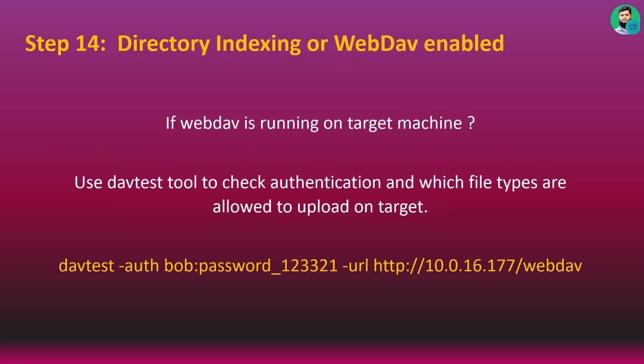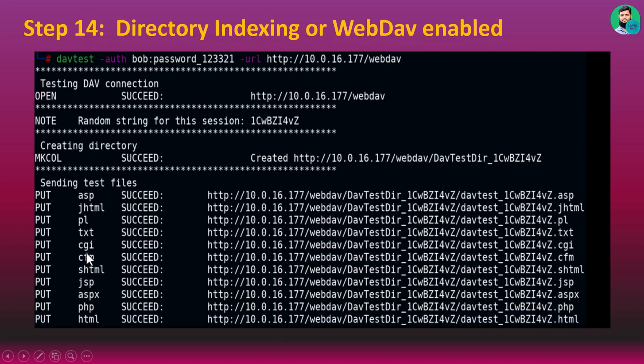Directory indexing or WebDAV enabled. The WebDAV protocol provides a framework for users to create, change, and move documents on a server. If WebDAV is running on the target machine, first check if it is secured by some authentication mechanism or not. Then use the DAVTest tool to check authentication and which file types are allowed to upload on the target. You can check the file types using this mechanism. If the target is secure and you have the credentials, use DAVTest again to check which file types can be uploaded, like this.